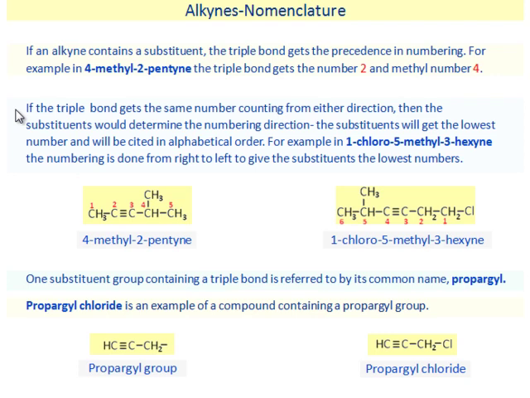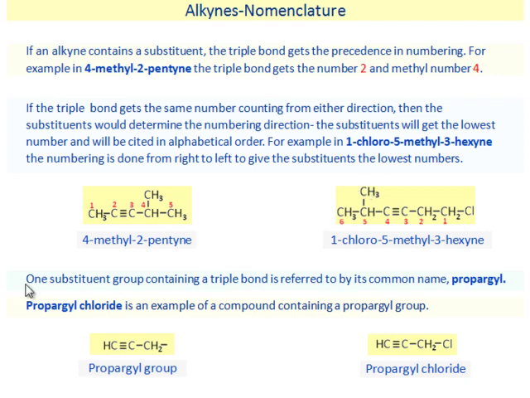If the triple bond gets the same number, counting from either direction, then the substituents would determine the numbering direction. The substituents will get the lowest number and will be cited in alphabetical order. For example, in 1-chloro-5-methyl-3-hexyne, the numbering is done from right to left to give the substituents the lowest numbers.